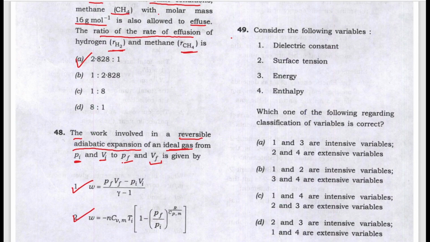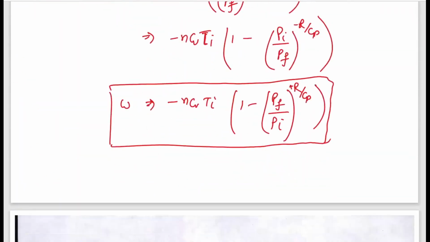In the 49th question, they are asking, consider the following variables: dielectric constant, surface tension, energy, enthalpy. Which one of the following is correct regarding classification of variables? In this case, we have to identify which property is extensive and which is intensive. Extensive properties depend on the amount of substance, and intensive properties are independent of the amount of substance. Dielectric constant and surface tension are both intensive properties, and energy and enthalpy are both extensive properties. So according to that, our option B is correct. So B is the answer of this question.